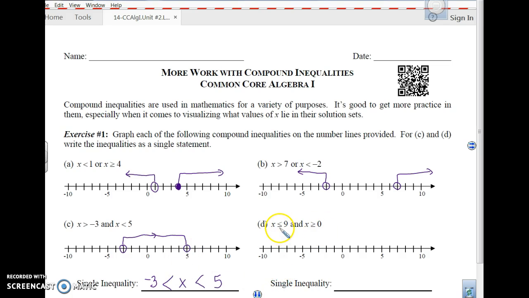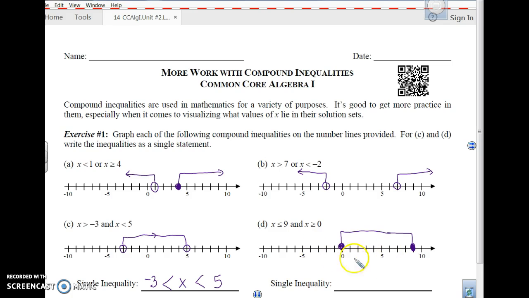Okay, let's try this one. x is less than or equal to 9. All right, so that means 9 is our critical point. It's going to be filled in. And less than goes like this. And then x is greater than or equal to 0. 0 is my critical point. It is equal to, so it includes that. And would go like this.